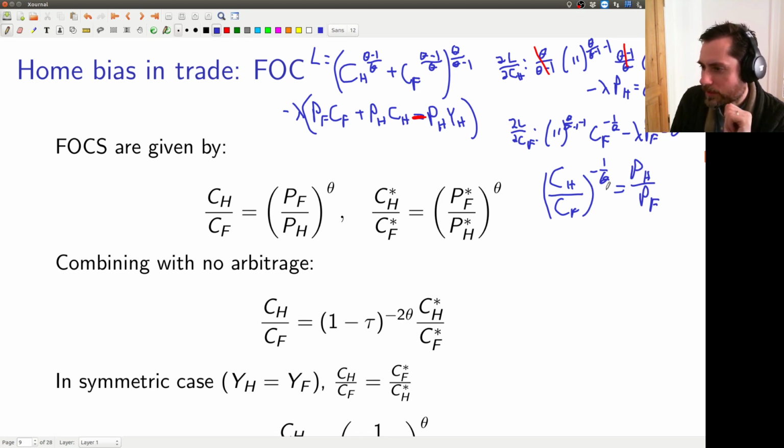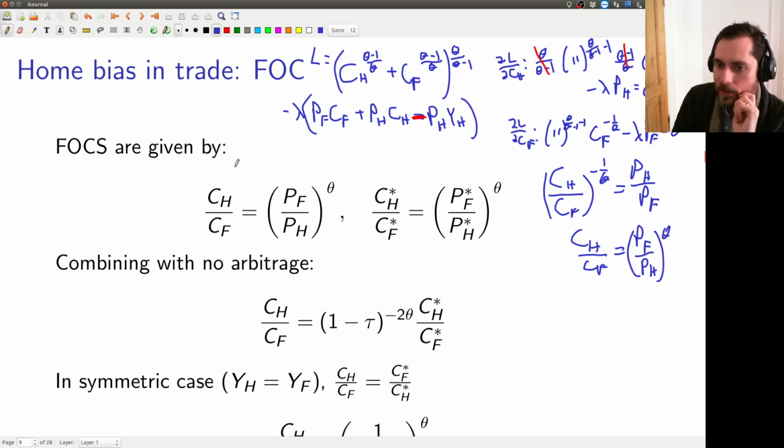Now let's take both sides to the power negative theta, and we end up with CH divided by CF is equal to PF. I'm putting it in the numerator so I can change that negative to a positive, to the power theta, which is exactly what we have here. We could have done the same thing for 4 and we would have got this expression.